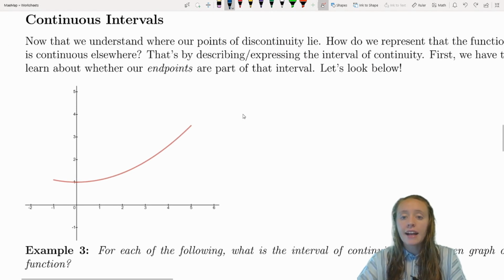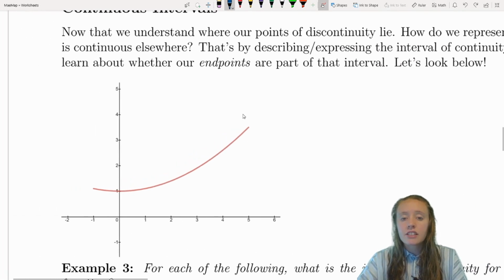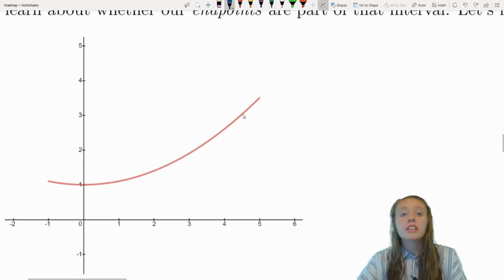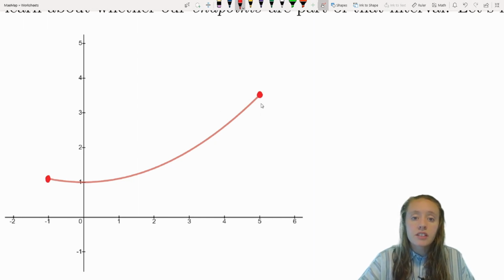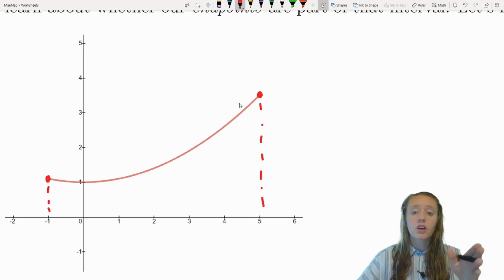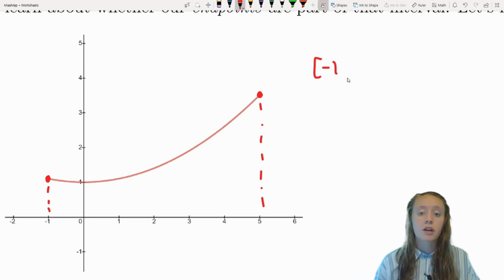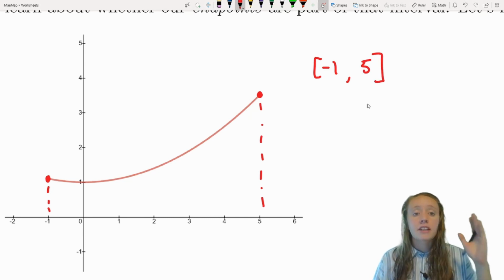So let's look below at this picture I've drawn. Now, I didn't say one way or another whether I'm including the endpoints or not. So we're going to go through a couple different cases. If I have both of my points filled in, you can see that my interval is from -1 to 5. So how I would say this interval of continuity, because you can see that it's continuous along that entire line, I have no holes or jumps, I would say that my function is continuous from -1, note the square bracket because that point is included, to 5. Again, that last point is included.